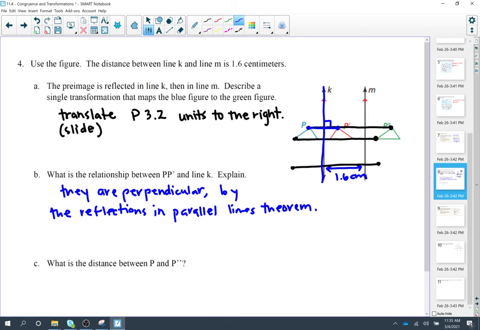Part C, what is the distance between P and P double prime? We already discussed that. It's double the 1.6, so 3.2 centimeters.